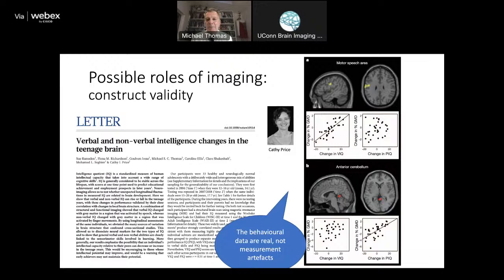So the point there is not particularly making claims that nonverbal intelligence involves fingers or anything like that. The point is you're using your brain imaging data to validate that the behavioral data is real, that it's not measurement error. If the changes in intelligence across the teenage years were measurement error, you would have no reason to expect correlated changes in brain structure. So this is just a way of using brain imaging as convergent evidence to be more confident about what you're measuring.